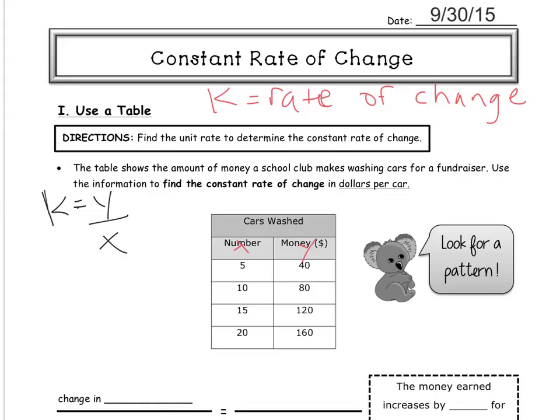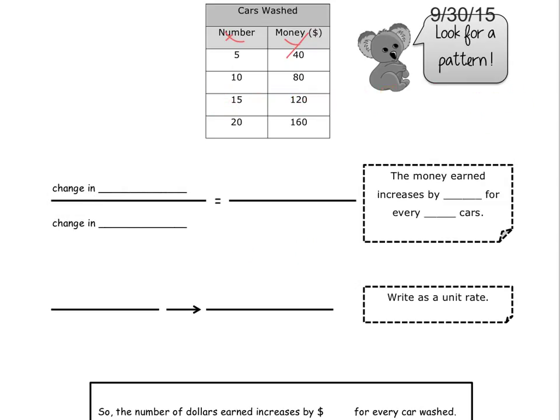So we want to find the rate of change. So basically that means the unit rate. How much does it cost to wash one car? We want to know the price per one car. So let's go ahead and set it up and solve for it. All right. So the top part is going to stand for our Y, because remember it's Y divided by X. So we're going to talk about the change in money over the change in the number of cars being washed.